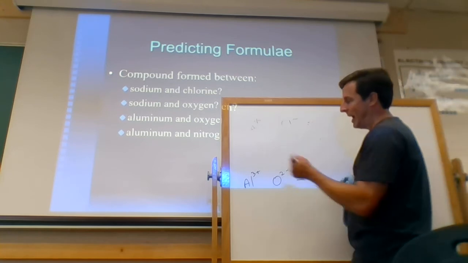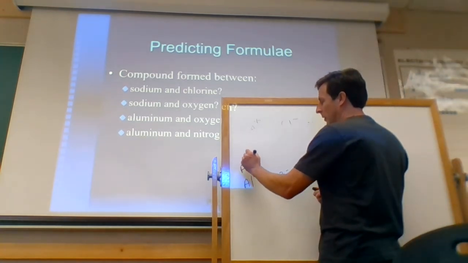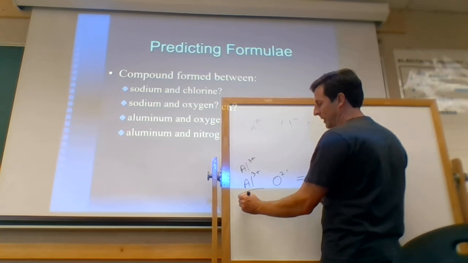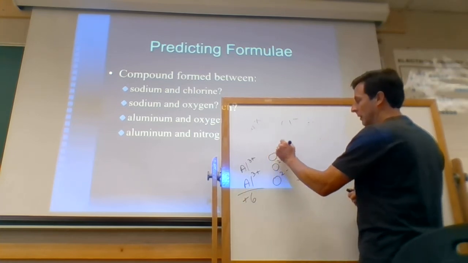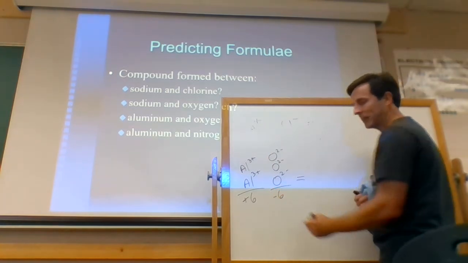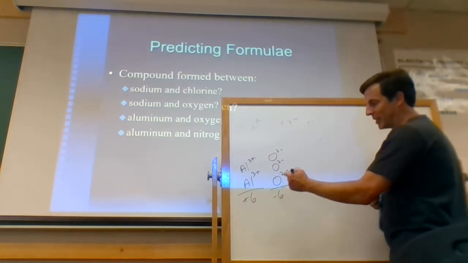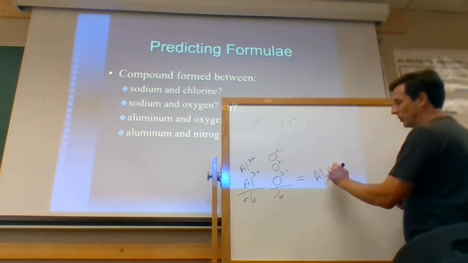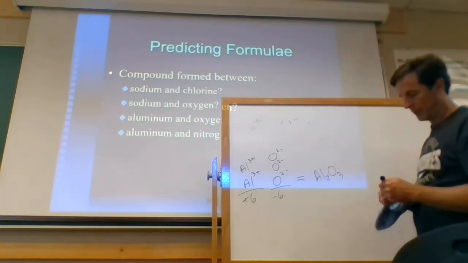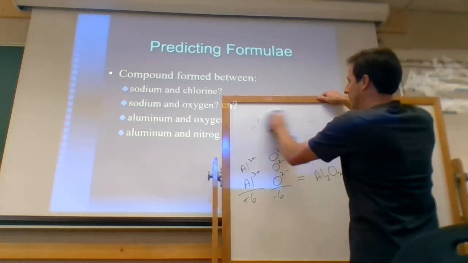So basically, if I had 2 aluminums, that's a total of +6. And if I had 3 oxygens, that's going to be a total of -6. That's the combination where the charges will cancel out. So my formula ought to be Al2O3.